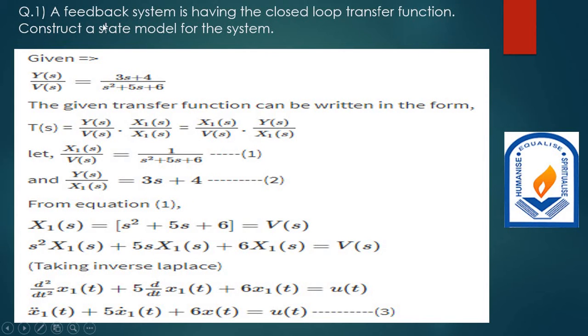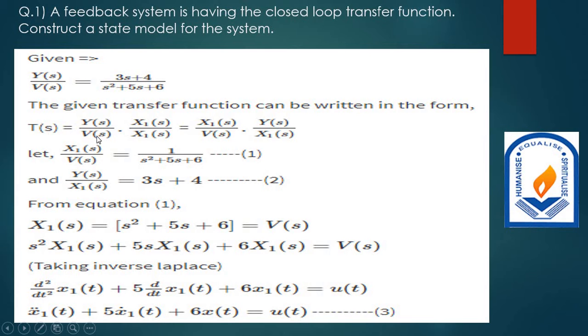The question is: a feedback system is having the closed loop transfer function. Construct a state model for the system. So here is the transfer function, which is nothing but Y of s divided by V of s, equal to 3s plus 4 divided by s square plus 5s plus 6. This is the transfer function given. You have to construct a state model. So just see the steps.